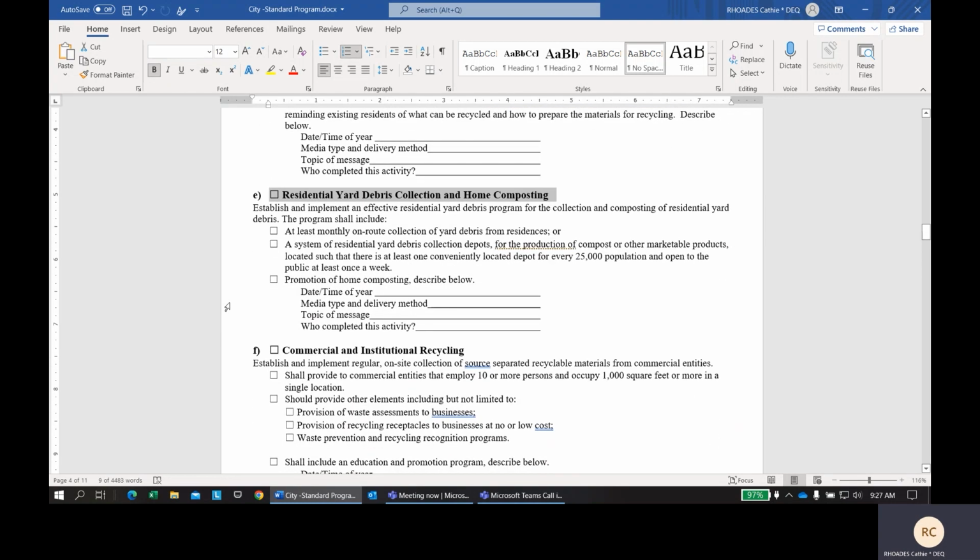Next, moving on to program element E. This is to provide a residential yard debris collection program.